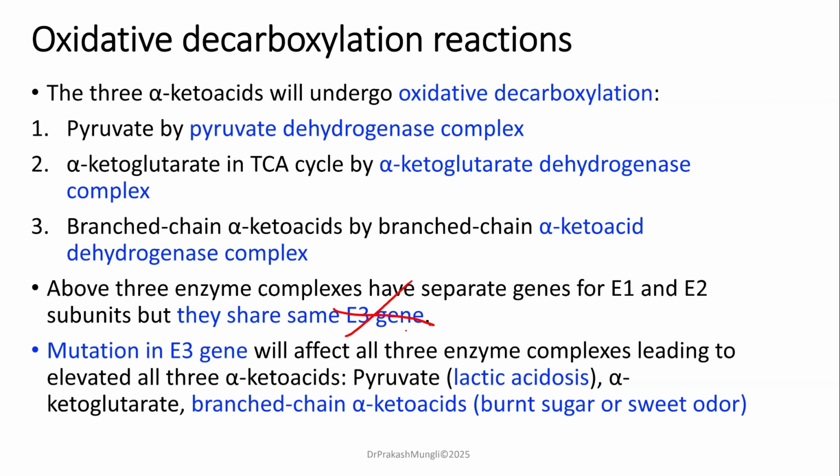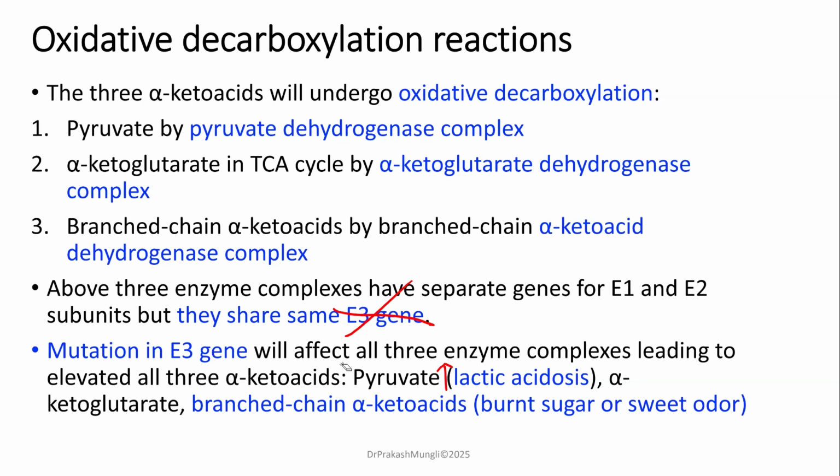So when E3 is down, pyruvate dehydrogenase complex is not working, which means pyruvate builds up. This pyruvate which is building up eventually goes into lactate. Yesterday we have seen, whenever pyruvate builds up, it has an alternate way to go. It goes to lactate. So that's why there will be a buildup of lactate.